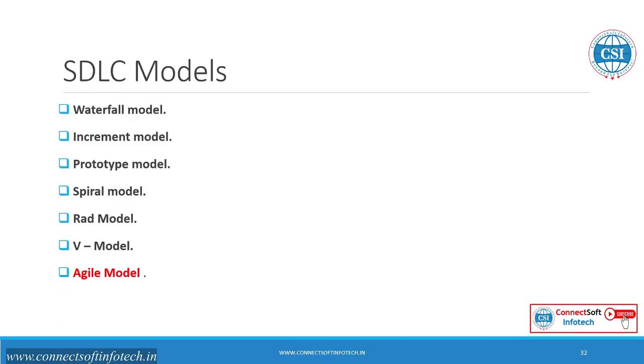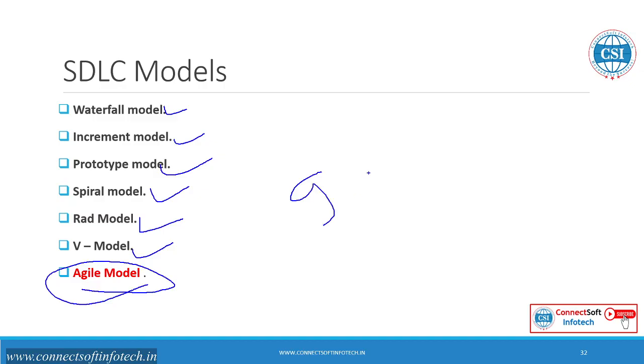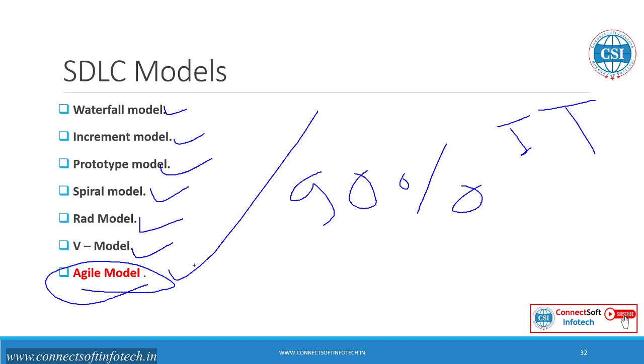These are the models: waterfall model, incremental model, prototype model, spiral model, RAD model, V model, agile model. Nowadays 90% of the IT industry uses the agile model: agile methodology, agile scrum. IT software companies use agile, and you also have to say that currently we are working in the agile model. We are following the scrum framework.